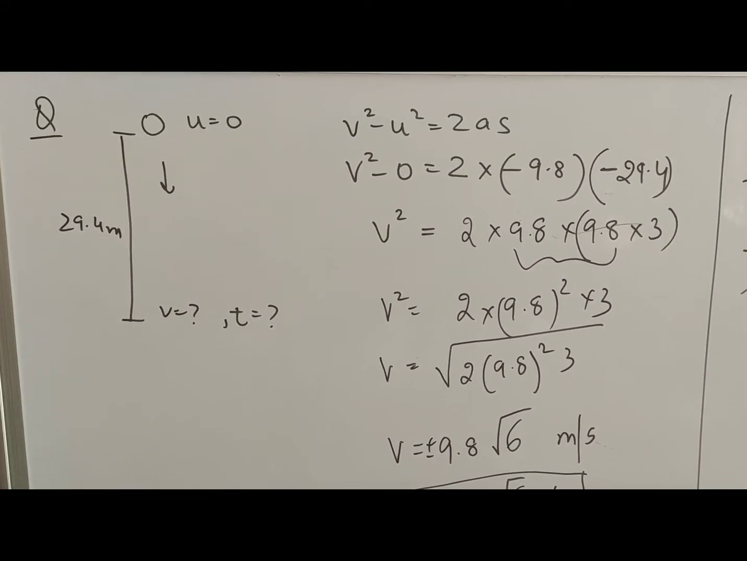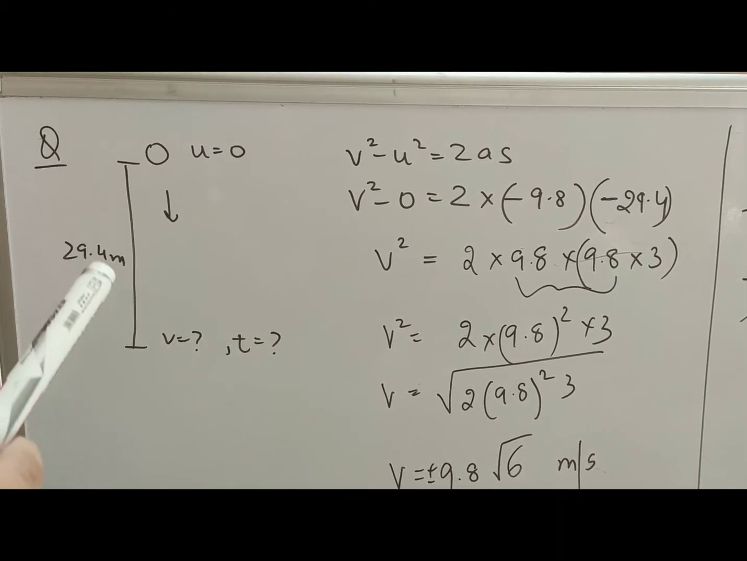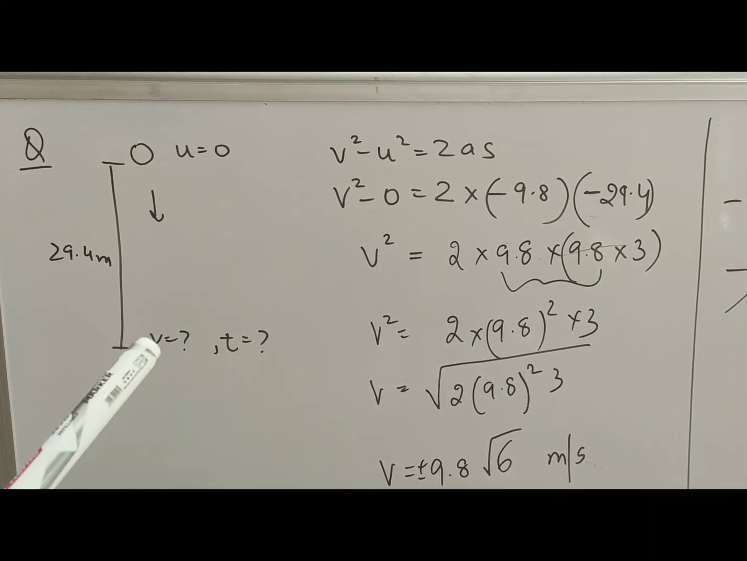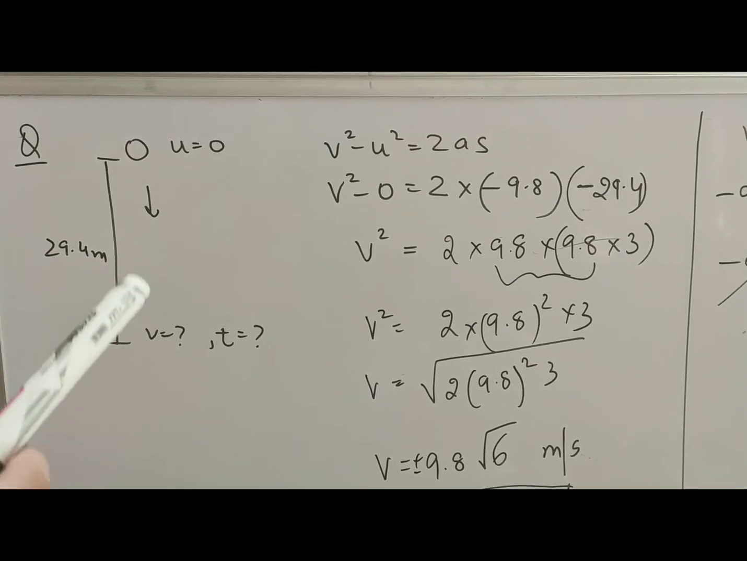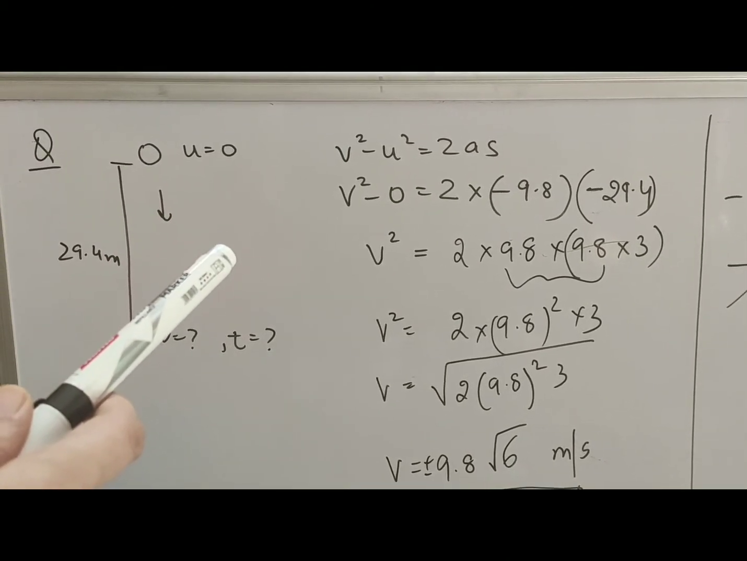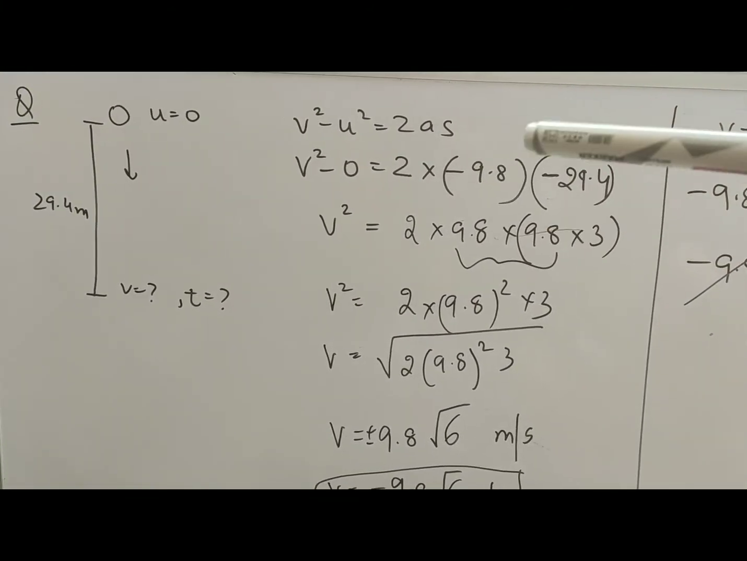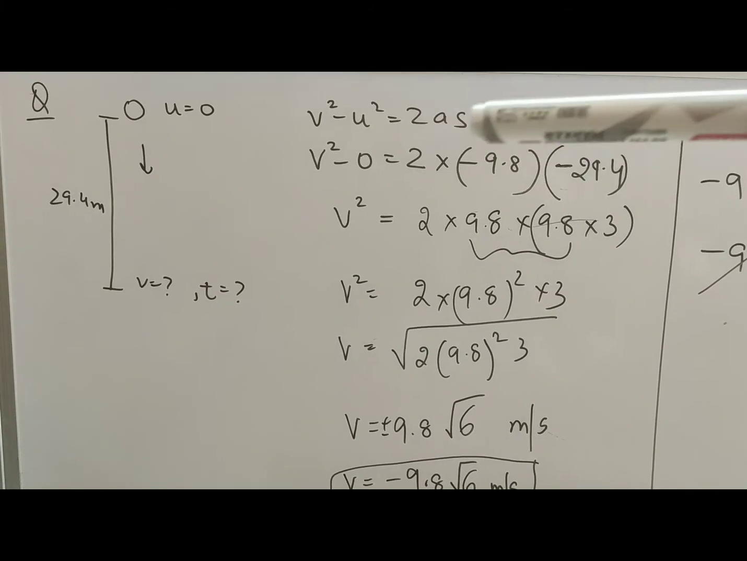So an object has been dropped from 29.4 meters, and you have to calculate the time it takes to hit the ground and the velocity with which it hits the ground. Since the object has been dropped, the initial velocity will be taken as 0. Now, using the third equation of motion, v square minus u square is 2as, I am substituting the values.